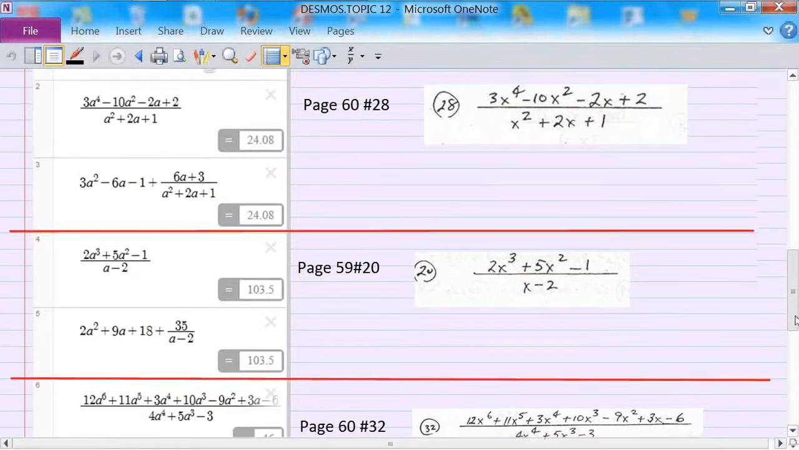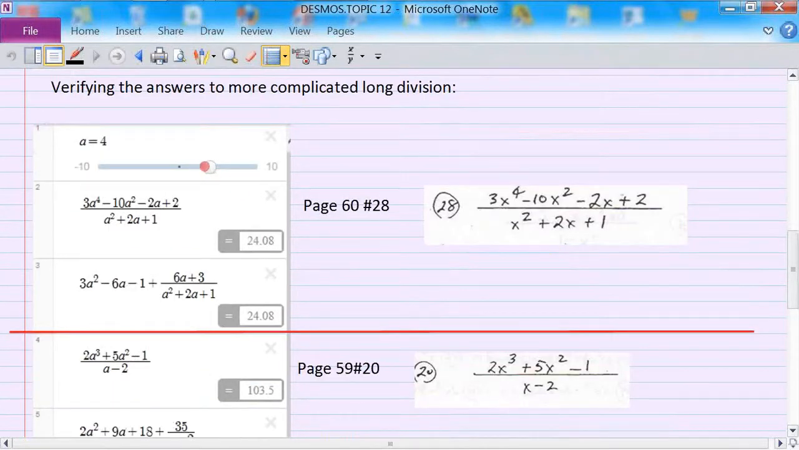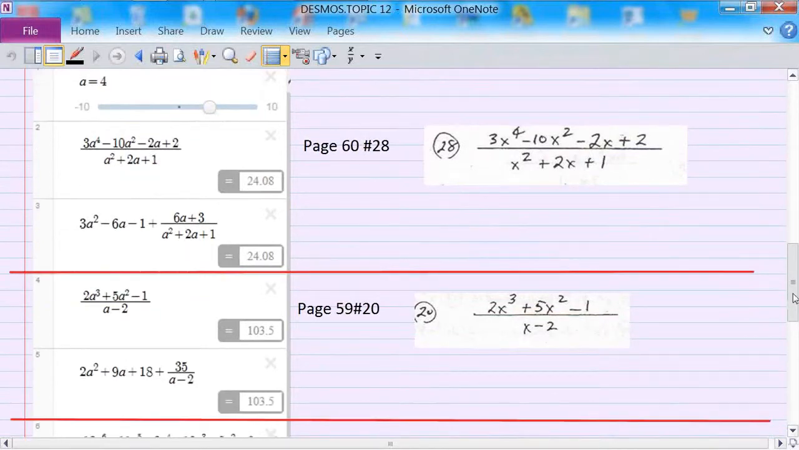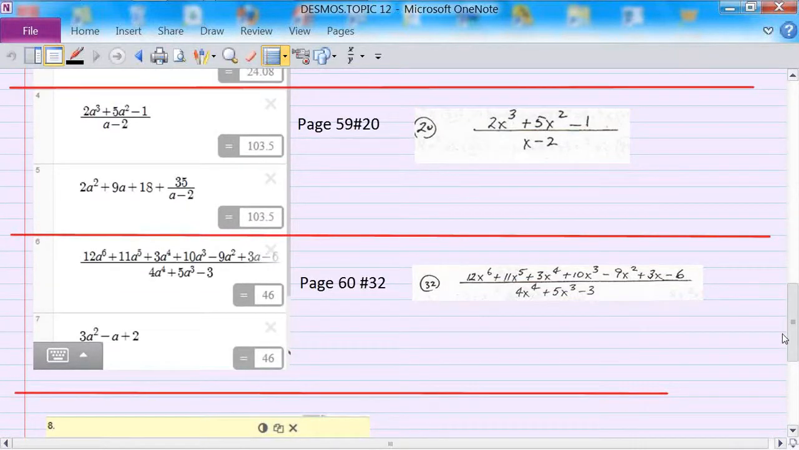Now you should always vary the value of a to make sure that these two numbers stay the same. So use your slider under a. Here's the slider. You can do that. Remember, this is a frozen form of Desmos. It's not an active form of Desmos.